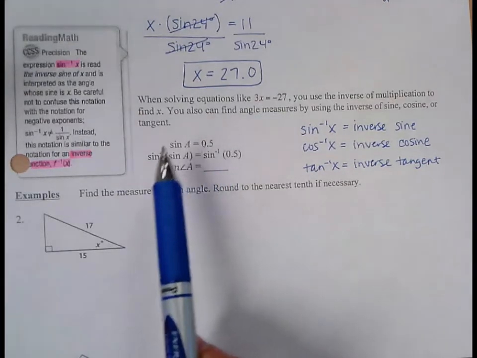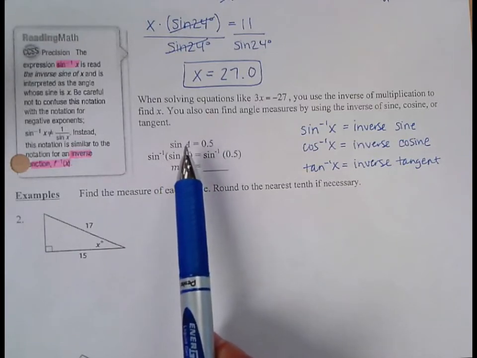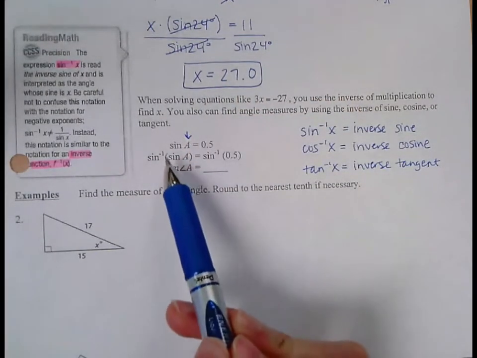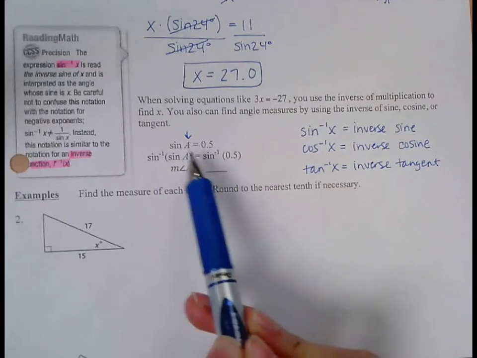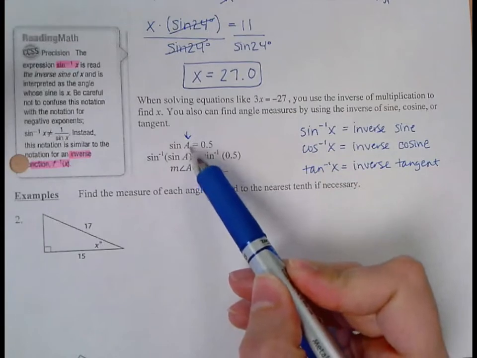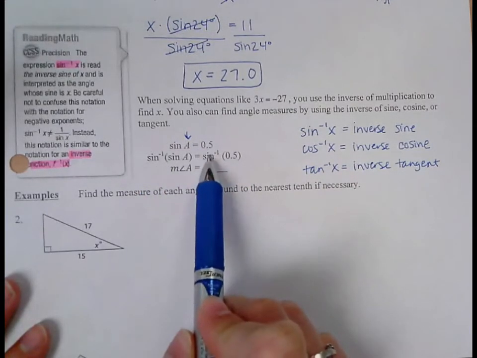What I have here already typed out is to show you how it's used. If you had this equation, sine of some angle A is equal to 0.5, and you wanted to find what angle A is, the reason we have inverse trig functions is you cannot divide by sine. Sine means nothing without an angle written after it. So you can't divide by sine, cosine, or tangent. It's not sine times A, it's sine of A. So that's why we have to take inverse sine of both sides.